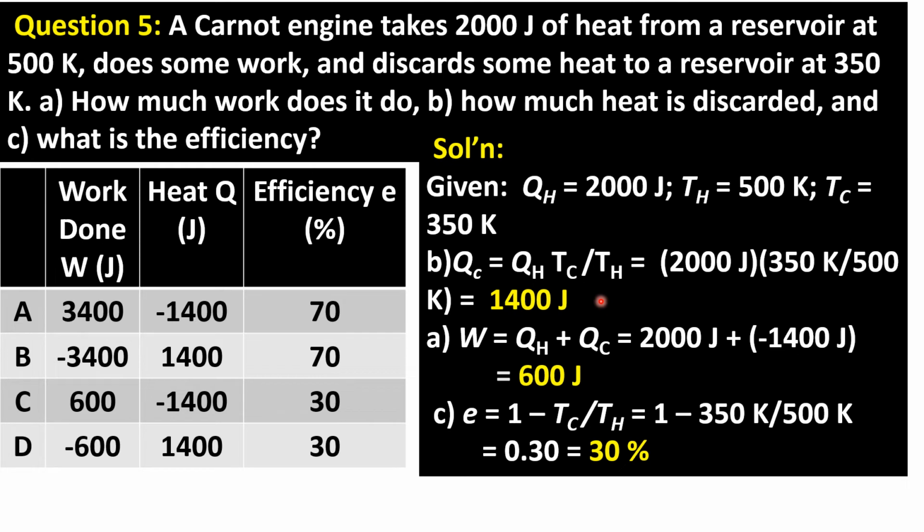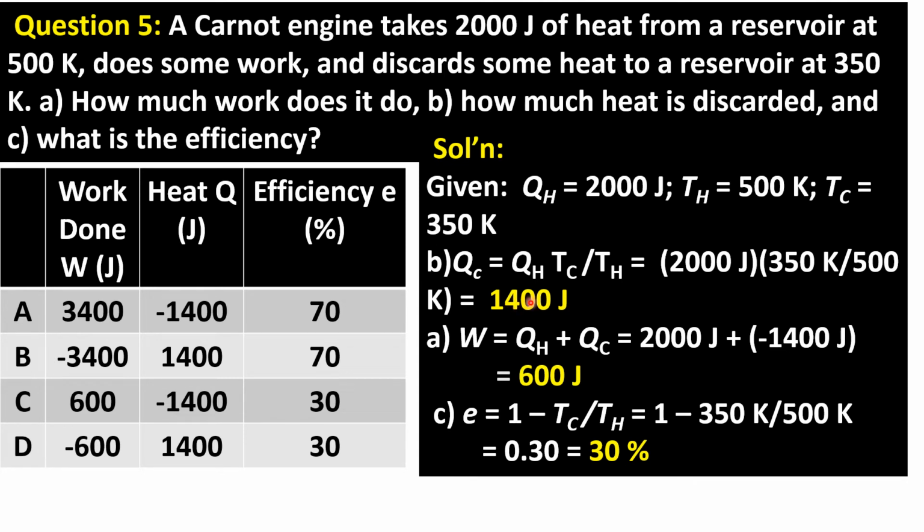But according to the problem, letter B question, the term used is discarded. How much heat is discarded? So this value for QC should be indicated with a negative sign. Following our sign convention that we mentioned earlier on in our discussion, when the amount of heat is being discarded or liberated, we have to make that value of Q as negative.